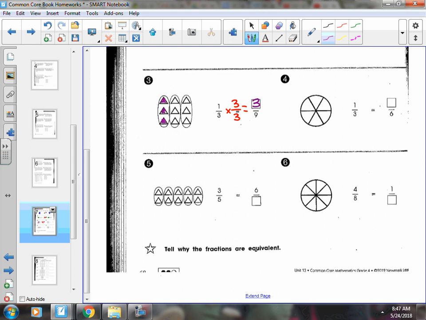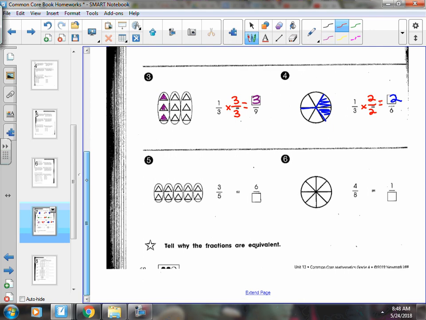Number 4, 1/3 would be how many 6ths? So let's shade in, what color I want to use. If I thought about 1/3 of this picture, that would be like this amount. Okay. And 1/3 I can see is the same thing as 2/6. If we double the bottom and double the top, 1/3 is exactly the same thing as 2/6.